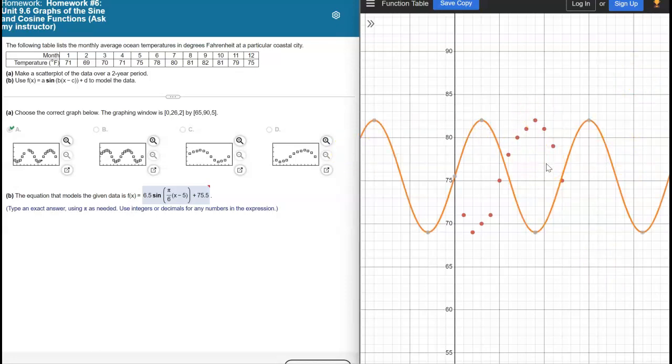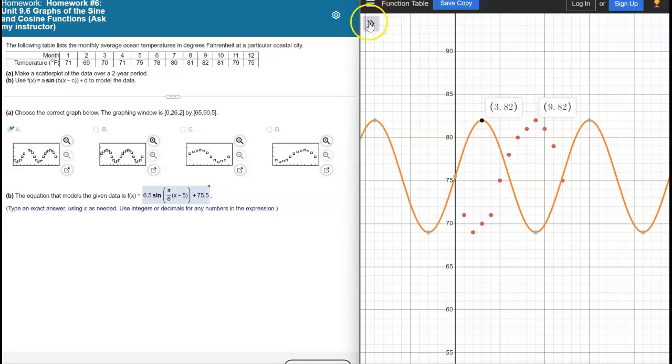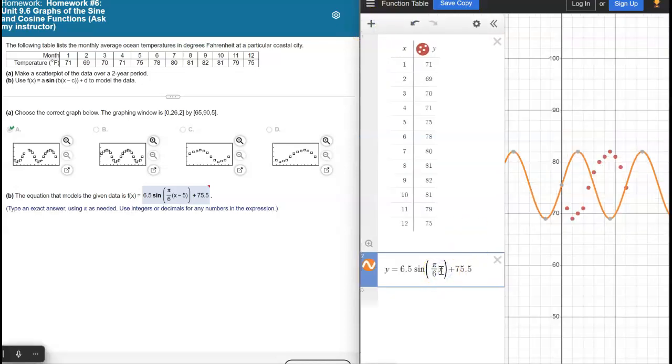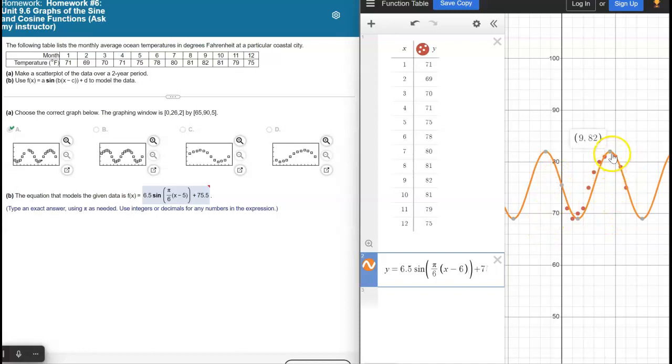Now, how far to the right do we want to shift the graph? Well, right now our model peaks at 3 and our data peaks at 9. So I would have shifted this graph 6 units to the right by subtracting 6 on the inside of the parentheses right there with the x. And you can see now this is a fairly good fit for that data.